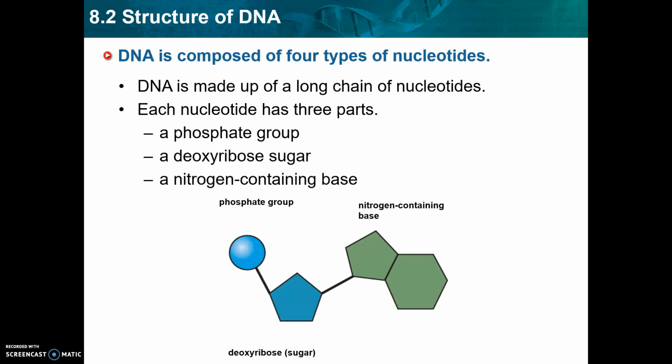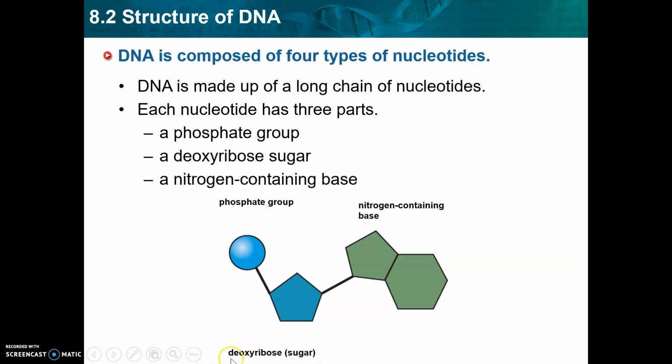There is a phosphate group, which is generally represented by a circle. There is a sugar, which is going to be a pentose sugar, or a five-sided sugar. And then there's always some kind of nitrogen-containing base, or nitrogenous base. If we were to look at the molecular structure of this base, there would be nitrogen atoms in it, hence the name nitrogen-containing base.